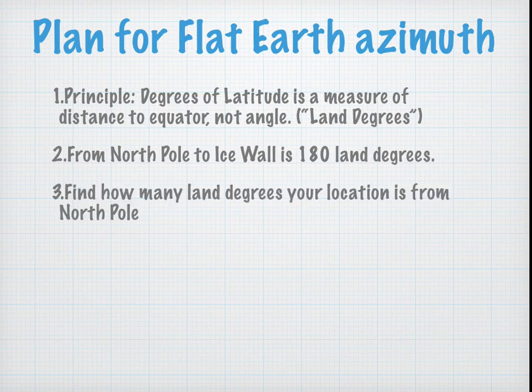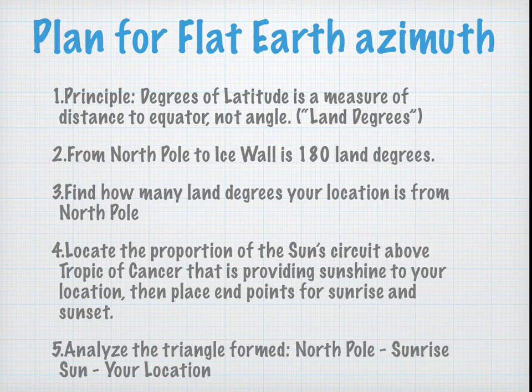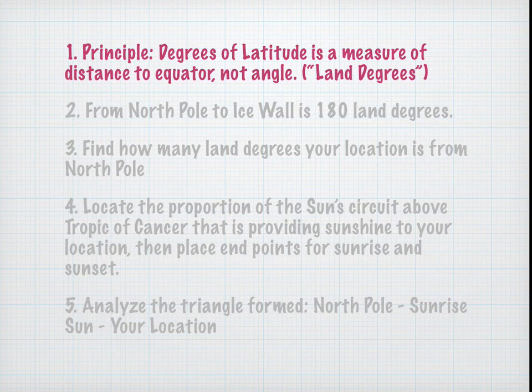And we're going to figure out how many land degrees your location is from the North Pole. And then we're going to locate the proportion of the sun's circuit above the Tropic of Cancer that's providing sunshine to your location. So what this means is the sun does a circle in 24 hours. And if you can see, say, 60% of that circle, like you know what time your sunrise and sunset is, and just doing the math, you could figure out what portion of that circle is. And then you could place the sunrise and the sunset on that circle. And then you're going to analyze the triangle that is formed: the North Pole, sunrise sun, and your location. So let's take these one by one.